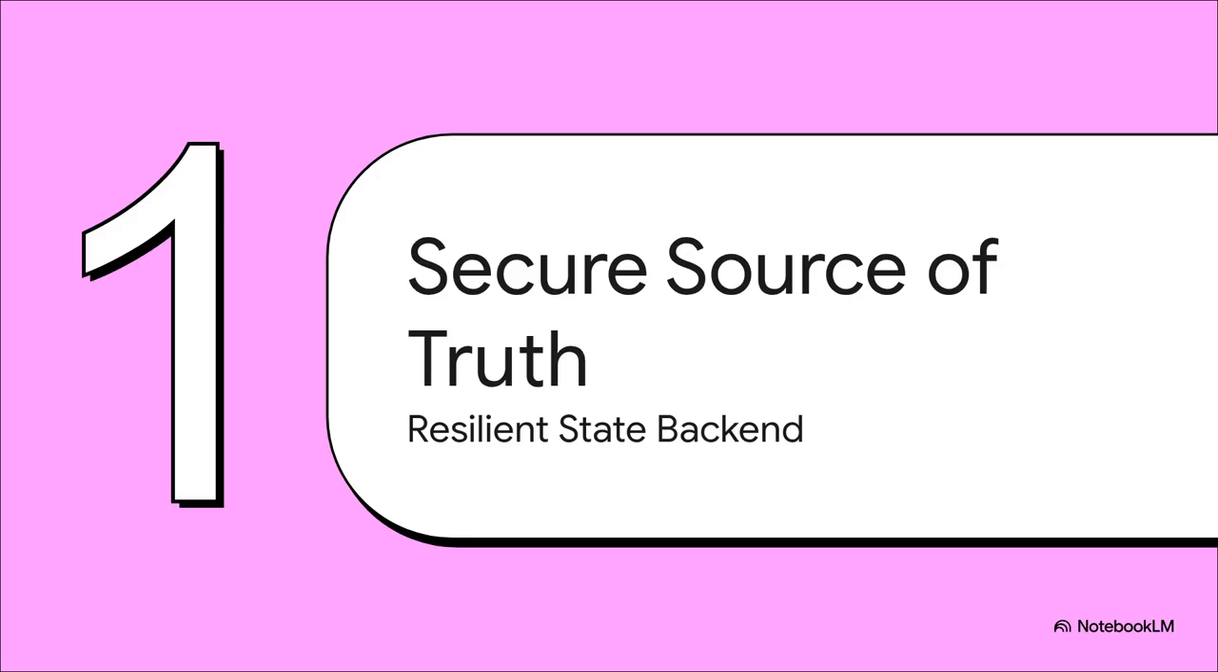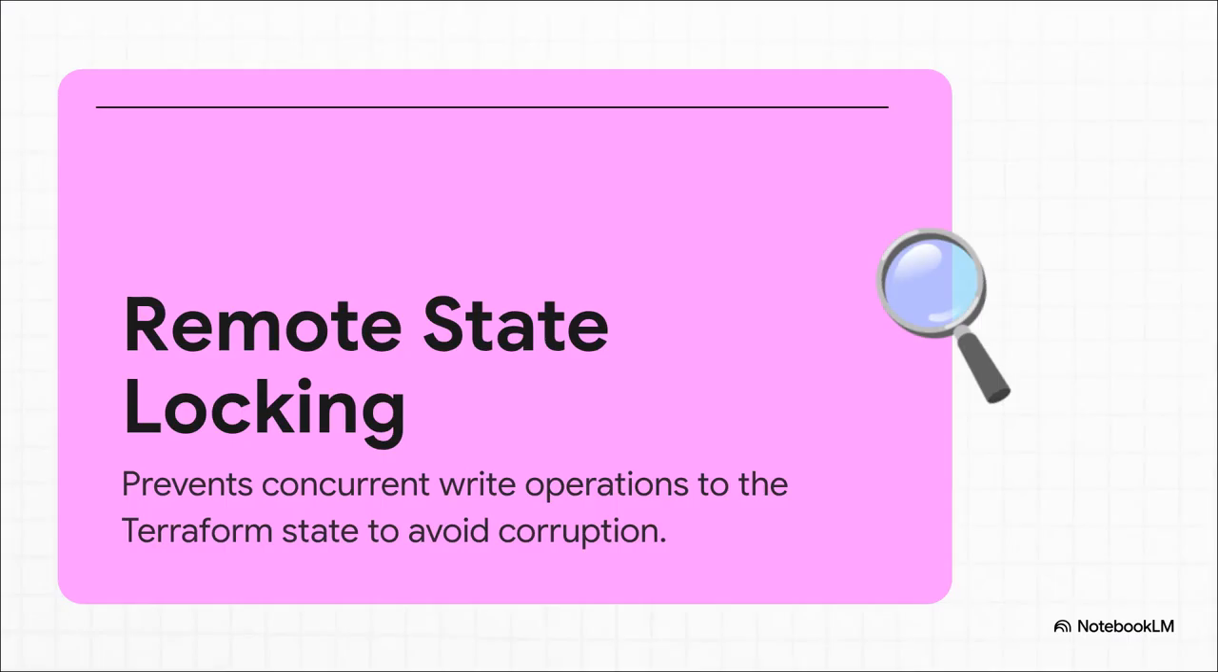Part 1. Securing the source of truth and building a resilient state backend. You really can't build a secure cloud architecture if you haven't locked down your blueprints first, right? So the very first concept we absolutely need to nail down is remote state locking. It's kind of like hanging a "Do Not Disturb" sign on your infrastructure. It's a mechanism that actively prevents concurrent write operations to your state file. So, if I'm applying a change and you try to apply a change at the exact same second, state locking steps in and forces you to wait. It's an absolute necessity if you're collaborating with a team to ensure nobody accidentally overwrites or corrupts the whole setup.